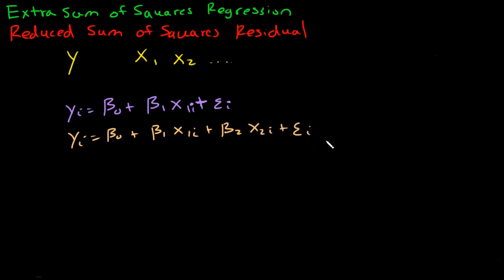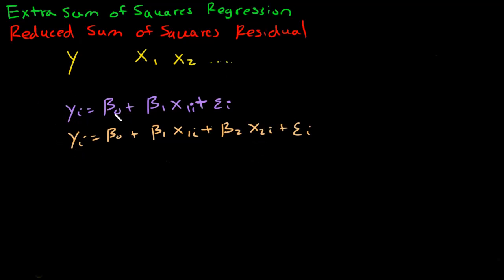Right? But of course, there's got to be a price that you pay. Otherwise, everyone would just always put in however many predictors they have, and try to predict y. Yes, of course, there is a price that you pay for adding in additional predictors. And so the idea behind extra sums of squares regression and reduced sums of squares residual is to basically figure out, was it worth it? Did x2 help enough that it was worth it to include x2 in the model? Did x2 improve the fit of my model significantly?